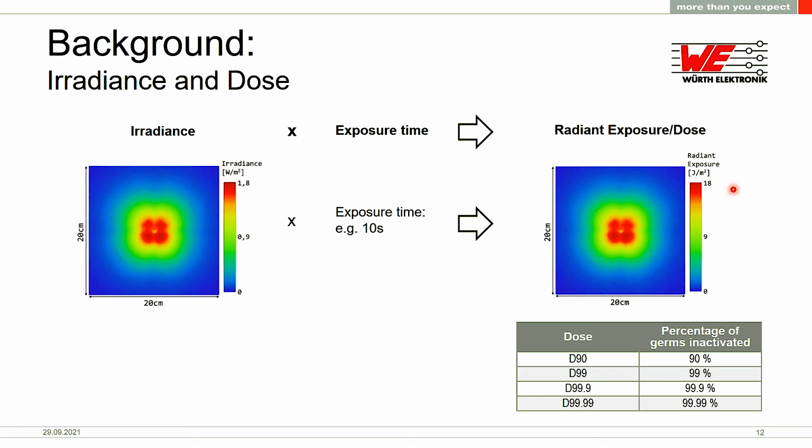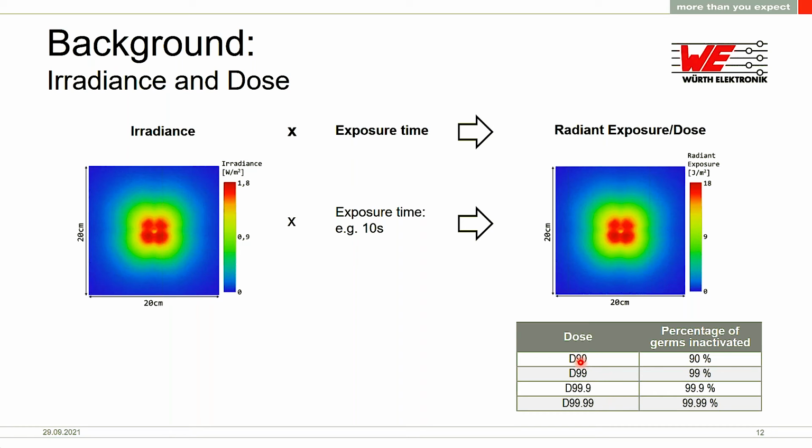So to kill a certain germ, you need a certain dose, so a certain amount of joules per square meter. And there is a naming for different doses, stating how much of the germs you've inactivated. If you have the D90 dose, then this means that 90% of the germs are inactivated. And with D99, you have 99% inactivated, and so on. Typically, to get from one value to the next, you always have to multiply this value by a factor of 2, a factor of 3, a factor of 4.